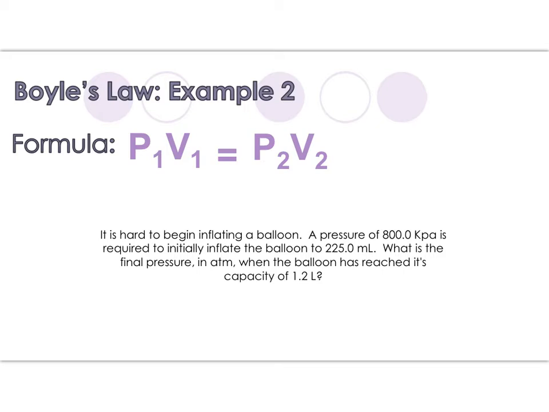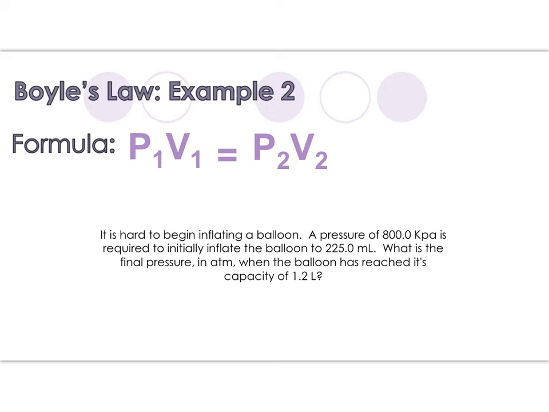The second example is that it is hard to begin inflating a balloon. A pressure of 800 kilopascals is required to initially inflate the balloon to 225 milliliters. What is the final pressure in atm when the balloon has reached its capacity of 1.2 liters?